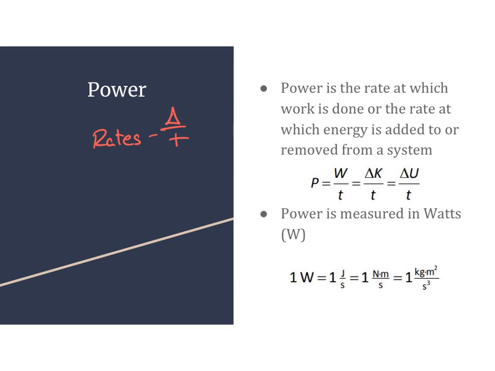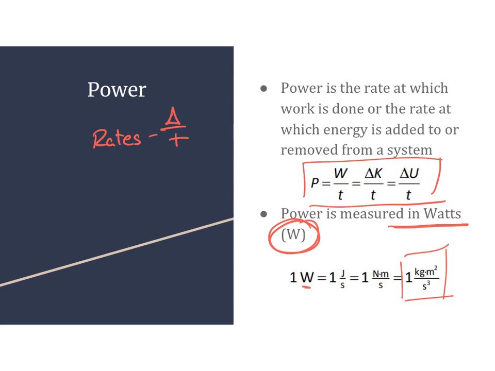Now, mathematically, power is equal to work over time. Remember that work is equal to change in energy, so we can also look at power as the change in kinetic energy per unit time, or the change in potential energy per unit time. And our units for power are the watts, and the symbol for a watt is a capital W. 1 watt is equal to 1 joule per second, which is equal to 1 Newton meter per second, which, if we really want to get down to the foundation, is 1 kilogram times meter squared per second cubed.